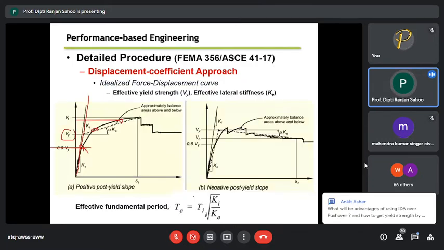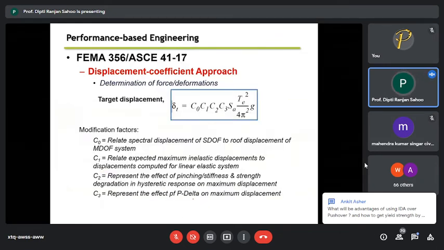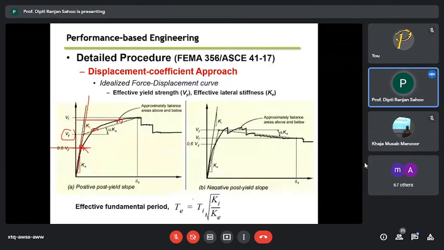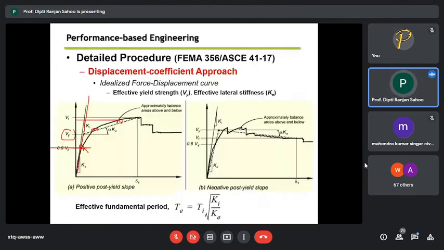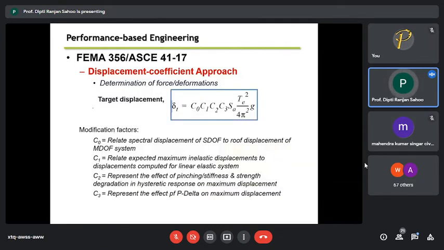Now, once you get this equivalent time period, it is necessary because it is related to something called the target displacement. For example, this is the curve I get. How do I know that it satisfies my performance criteria or not? So there are two approaches. One is called the displacement coefficient approach, where you calculate a displacement called the target displacement of a structure.